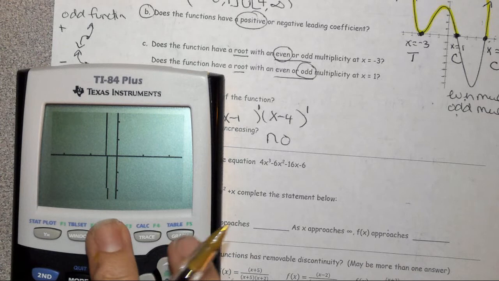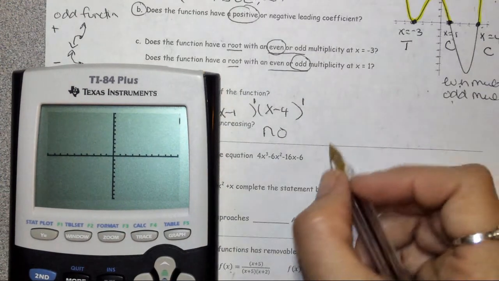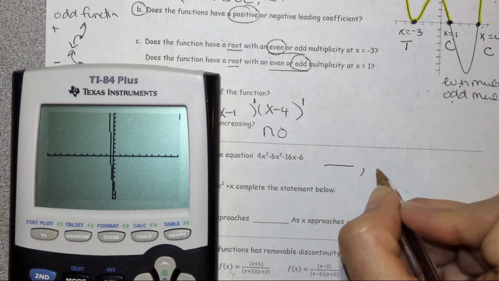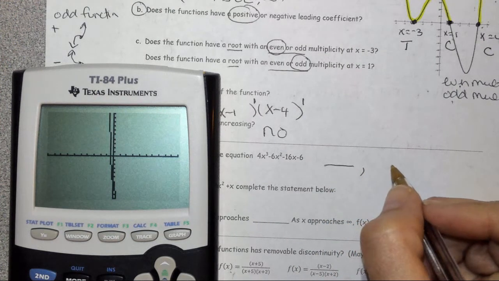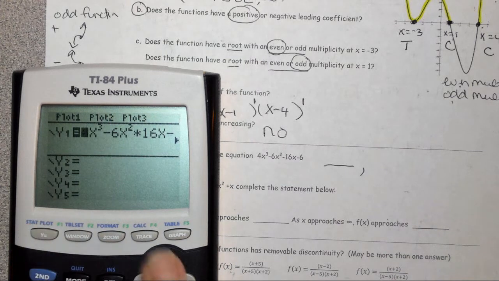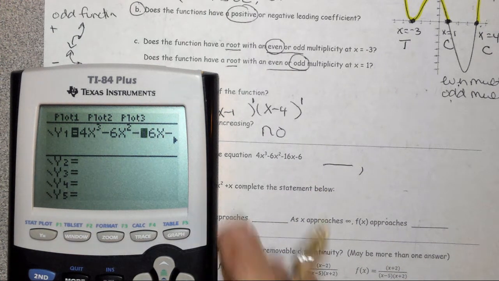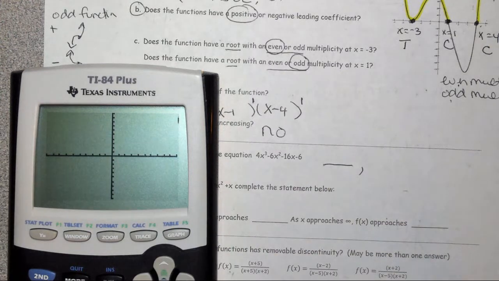And it looks like I need to zoom back out, so I'm going to zoom standard, back to my standard window. And I'm just going to write down a blank for however many times it touches the x. And it looks like it touches the x. Uh-oh, did I type it in right? Negative, it's 4x squared minus, oops, I did not type it in right. I put a times sign here. This should be a minus 16x.